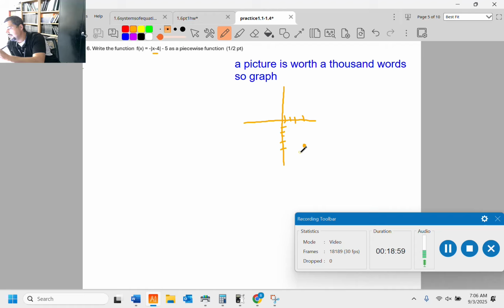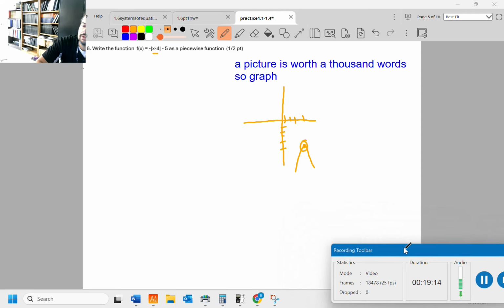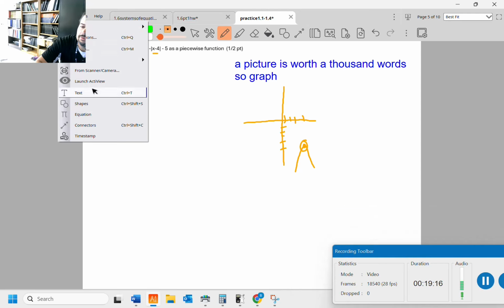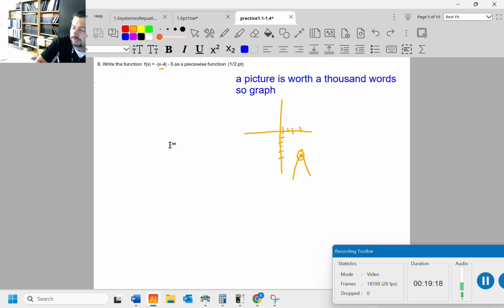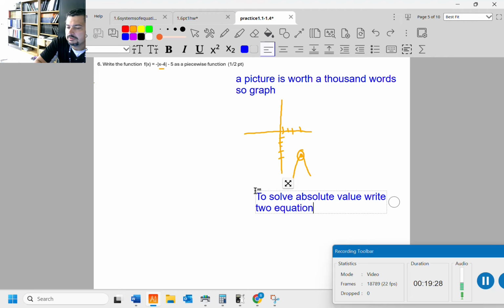The reason we graph is so that we know where everything's happening. Because when you talk about a piecewise function, that's where the two pieces kind of separate from each other. And let's see, what else do we also need to know? We also need to know that every time we solve an absolute value equation, we write two equations. Remember that to solve absolute value, you write two equations.